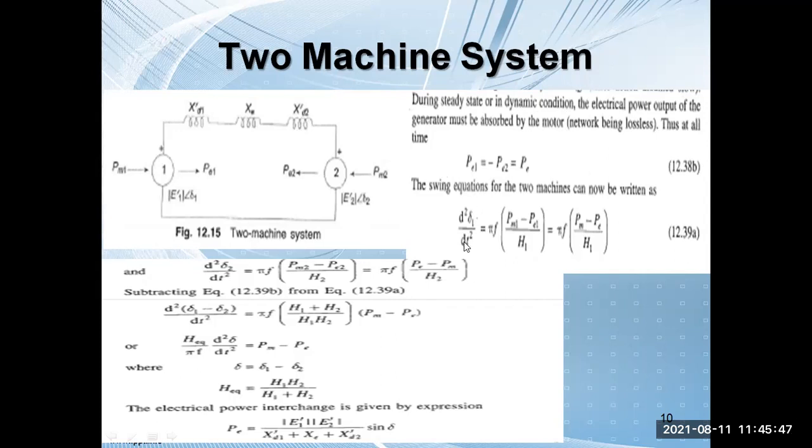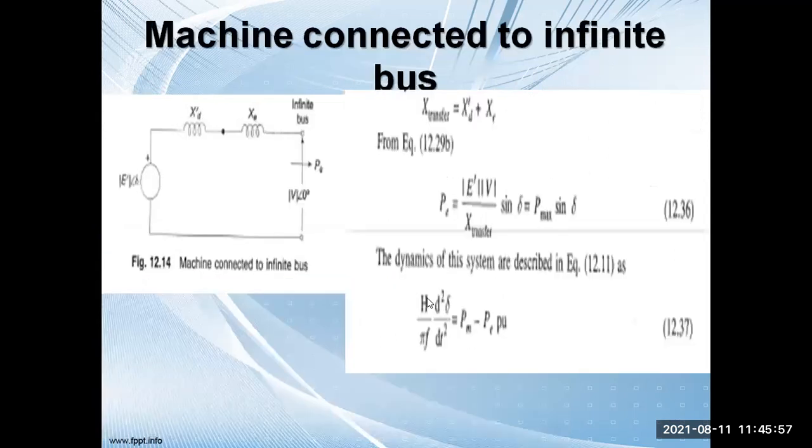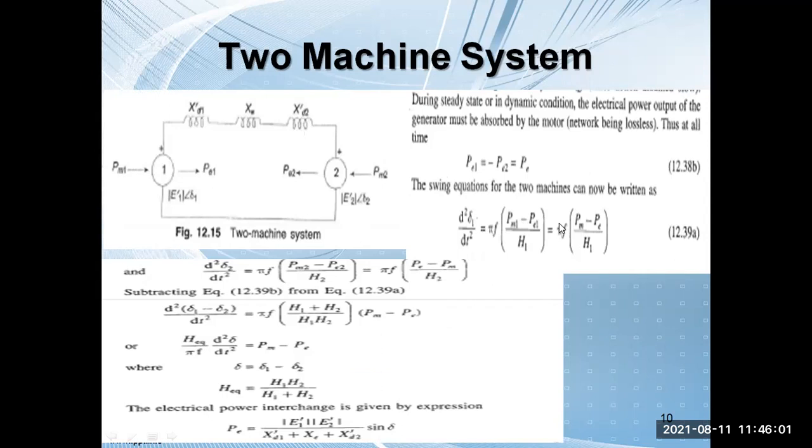So two machine system, how we can write? It is d2 delta by dt square, that is for the first generator. So pi f by H1, since H1 by pi f is taken to this side. It is Pm1 minus P1. So pi f by H1 into Pm minus P. So that is basically mechanical input, Pm1 equal to Pm and P1 equal to P.